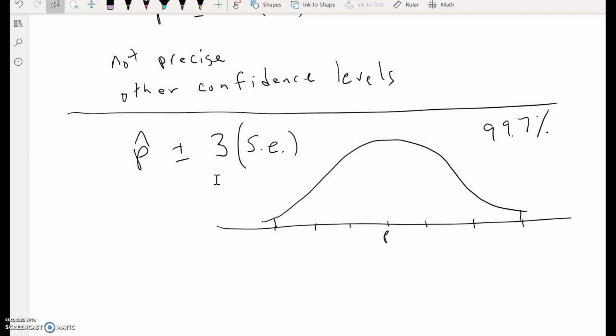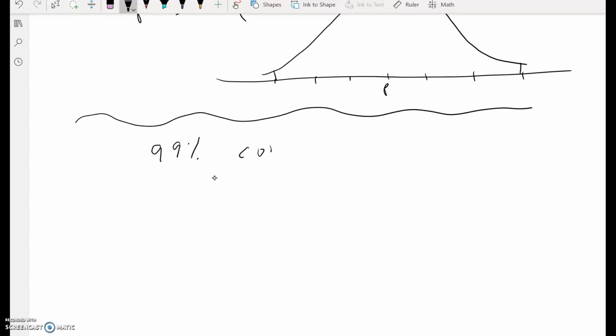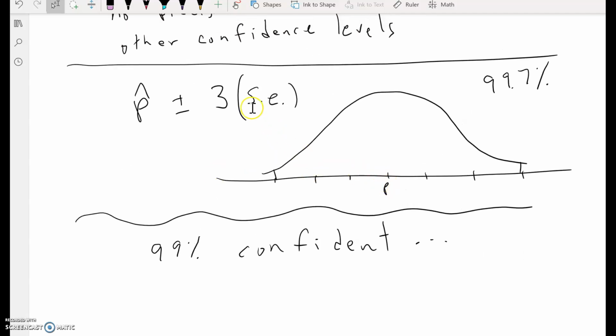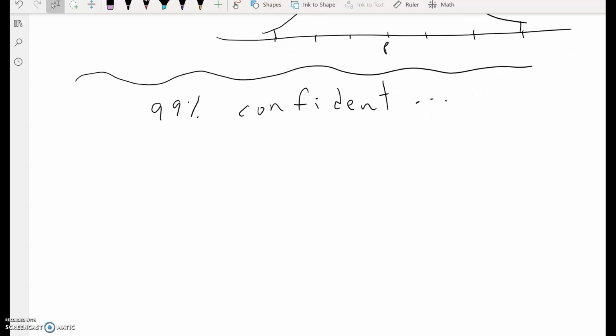But usually people don't use 99.7. People like rounded numbers like 95 and 99 and so forth. So let's say you want to be 99% confident. If you want to be 99% confident, how many standard errors is that going to be away from P? It's not going to be 3. It's going to be 2 point something. You would say that you're 99% sure that your p hat, whatever that is, is within 2 point something standard errors of the real percentage right there. So where's the cutoff? The answer is the critical z-score or critical value.